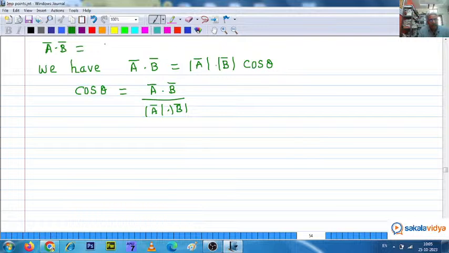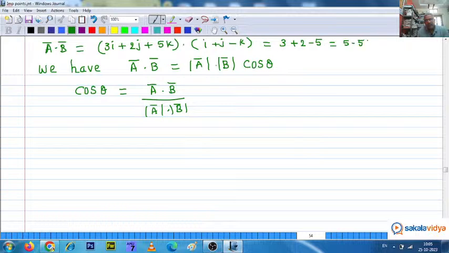What is the dot product? 3i plus 2j plus 5k dotted with i plus j minus k. This is equal to 3 plus 2 minus 5. 3 plus 2 is 5, minus 5. So the dot product is 0. Dot product is 0 means directly we can say that they are perpendicular, 90 degrees.